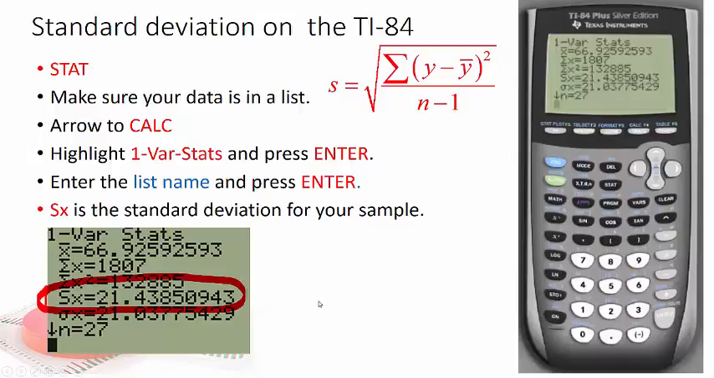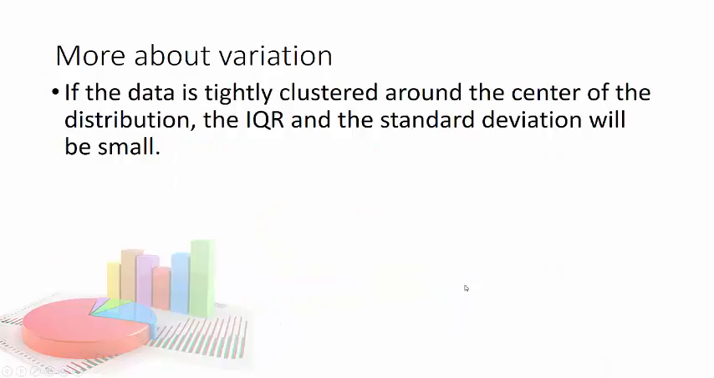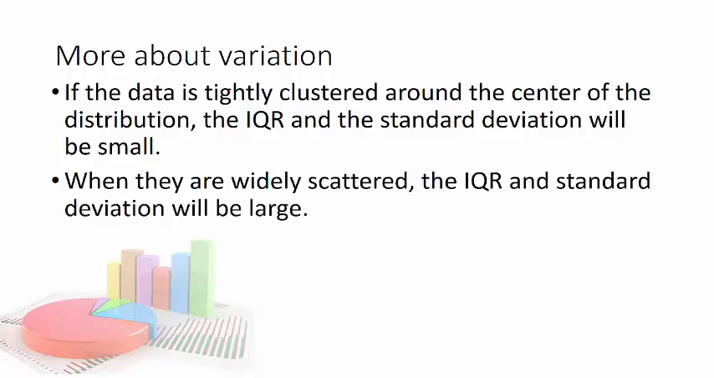Now your calculator doesn't give you variance, so all you have to do is square the Sx, and that will give you the variance. And here's the formula for variance. So some more about variation. Remember, if the data is tightly clustered around the center, the IQR and the standard deviation will be small, which makes sense because the spread should be small. When they are widely scattered, the IQR and standard deviation will be large.